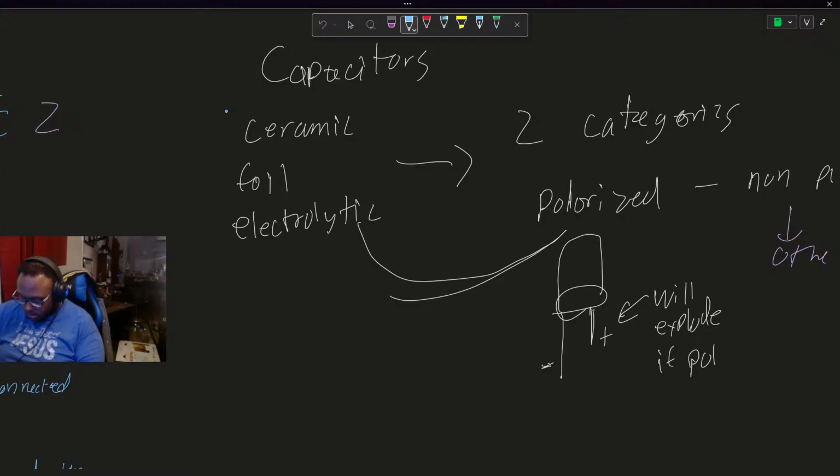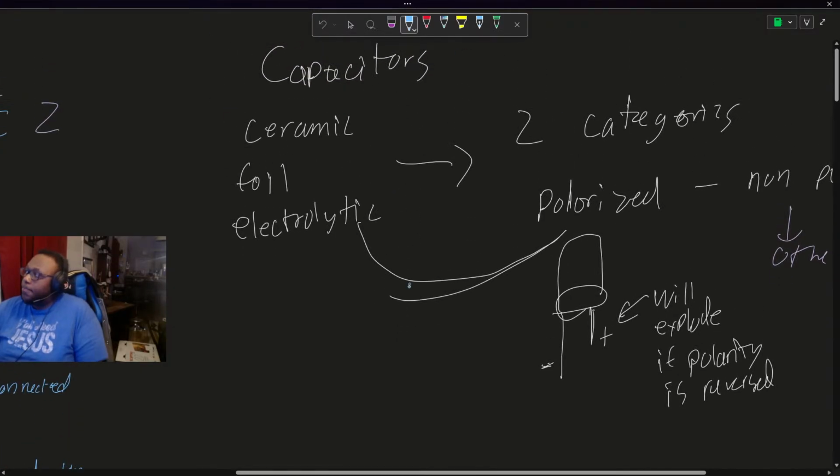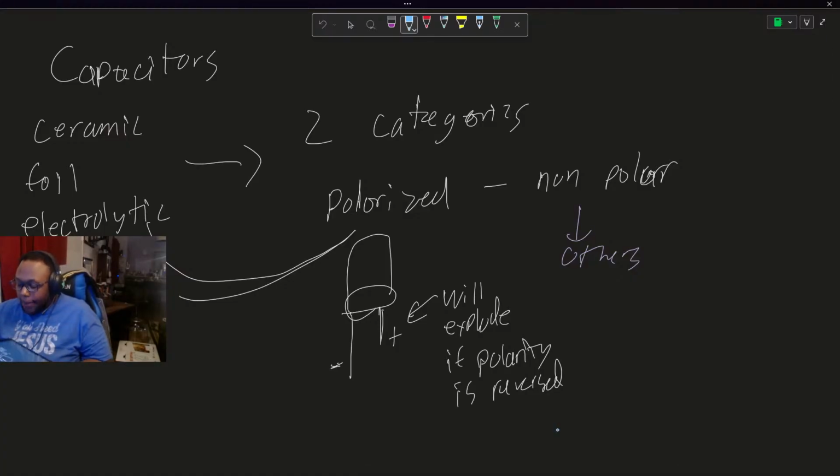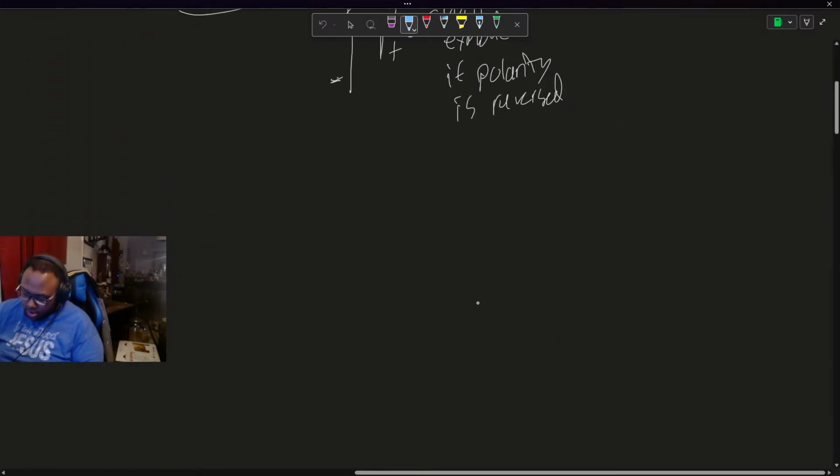Is it because the different sides react harshly with the different charges? It's not necessarily that. So the way capacitors work, this is just a basic grouping of things to note, like polarized versus non-polarized. But the way a capacitor works, let's break it down a little bit.